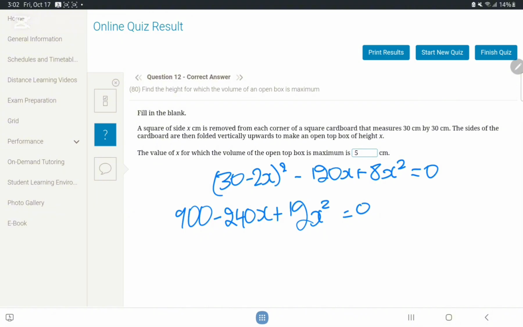You do mode 5, mode 5-3, so 12, then negative 240, then 900, and you get 2 answers, 15 and 5. Side note, there's another way to simplify this. Actually, when I was solving the quiz, I did it the other way, but this time I stumbled upon this way. But now you get two answers, 15 and 5.